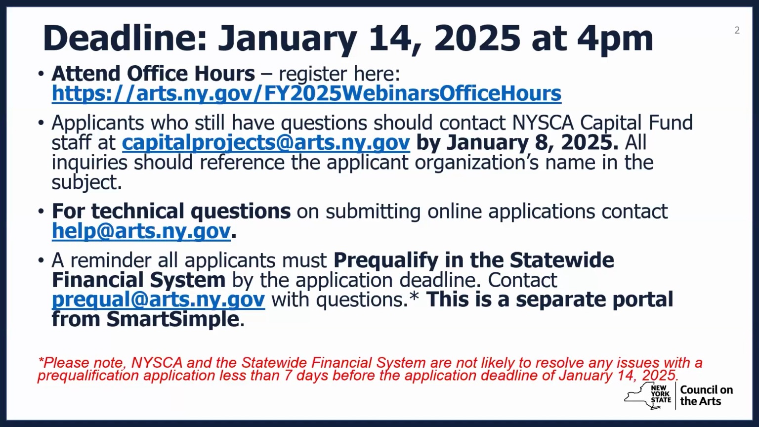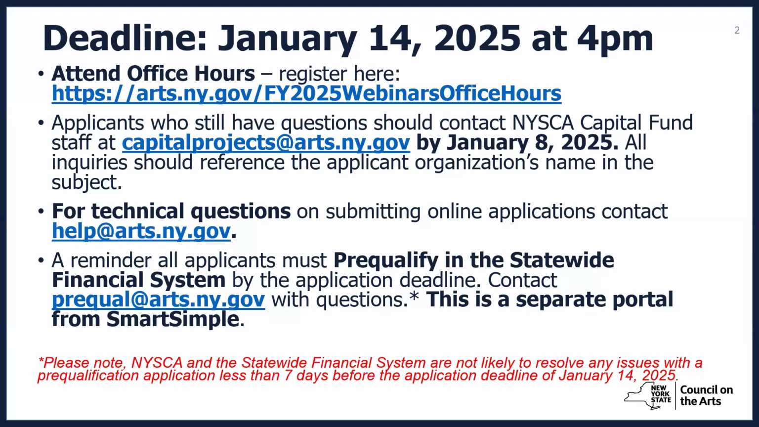Any technical questions involving submitting your application or uploading attachments can be sent to help@arts.ny.gov, or really any other questions you have about the Smart Simple system, logins, accessing an organizational account, etc. And then the number one thing that you need to get on top of, if you are not already, is that all applicants must pre-qualify in the statewide financial system by the application deadline. If you have questions about what is needed for pre-qualification, you can contact prequal@arts.ny.gov. This is a separate portal, the statewide financial system, from Smart Simple, where you submit your application.